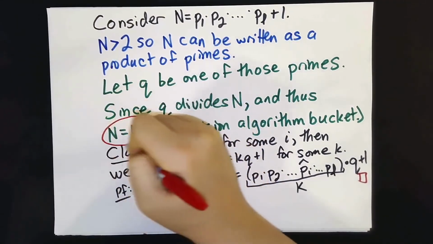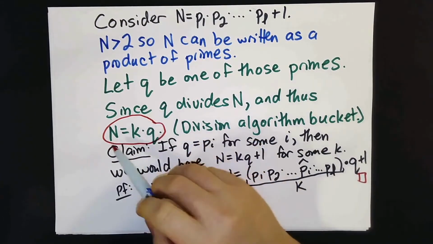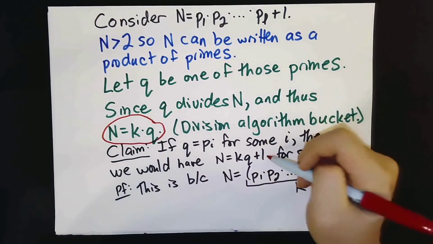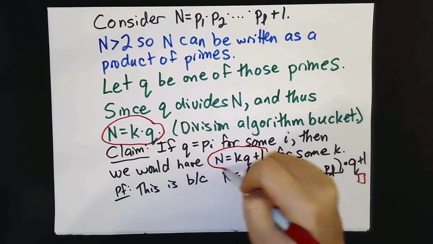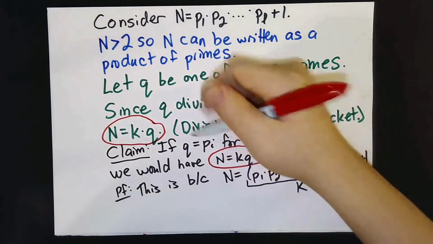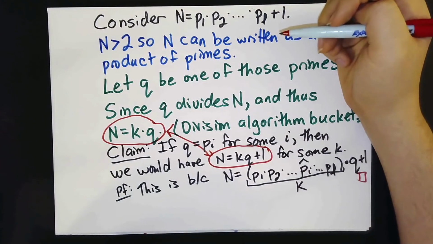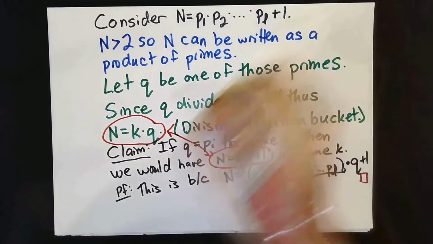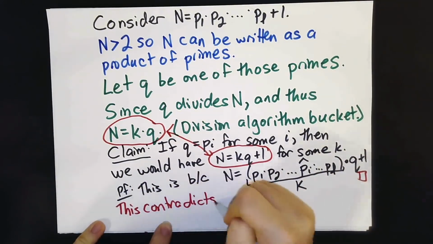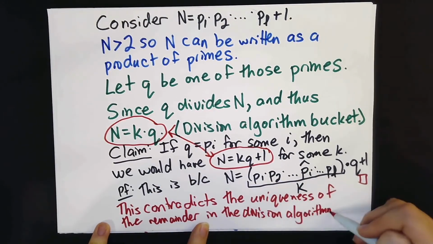Because on the one hand, we have proven that n is in the kq bucket. But on the other hand, we have proven that n is in the kq plus 1 bucket. And so what have we actually contradicted? We've actually contradicted the uniqueness of buckets from the division algorithm. Or if you want to say it in fancy terms that don't use the word bucket, it contradicts the uniqueness of the remainder in the division algorithm.